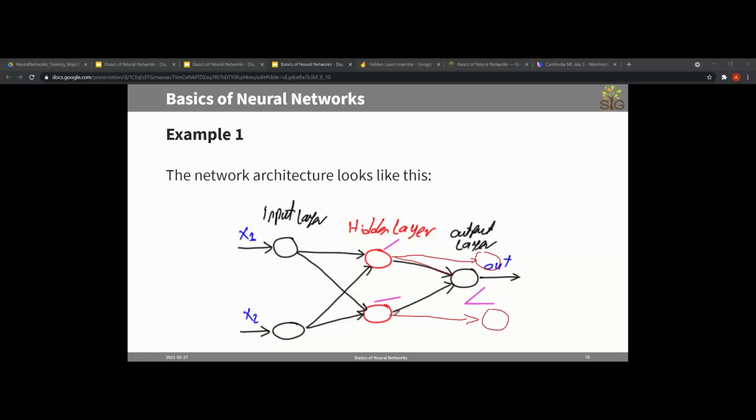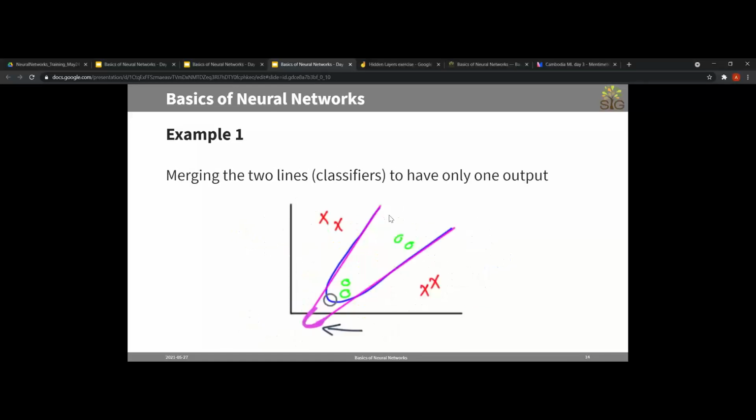That's why we merge these two lines into just one output. Does that make sense? It's one simple example. Now you're gonna do the second example by yourselves. But yeah, does this make sense?